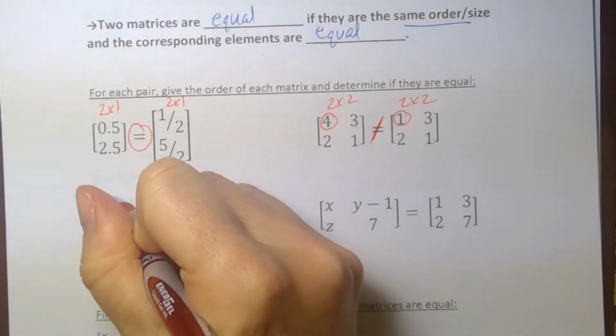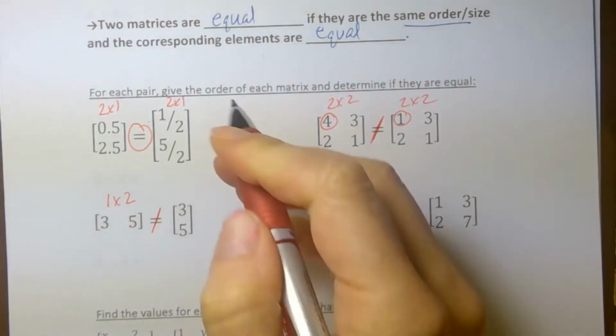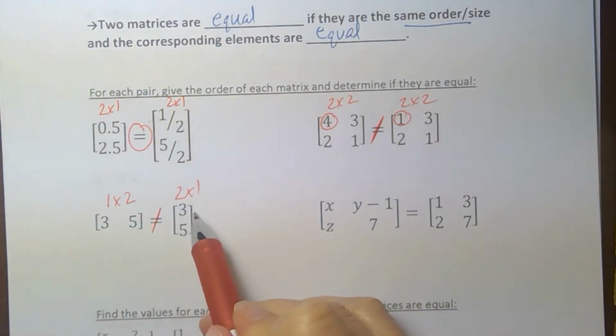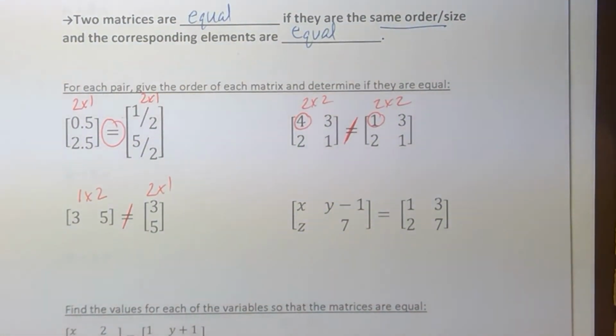This first matrix is a 1 by 2, 1 row, 2 columns. And my second matrix is a 2 by 1, 2 rows with just 1 column. So they cannot be equal because they are not the same order. They don't have the same size.